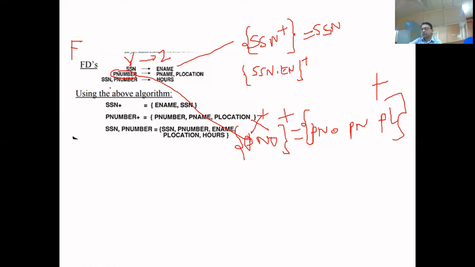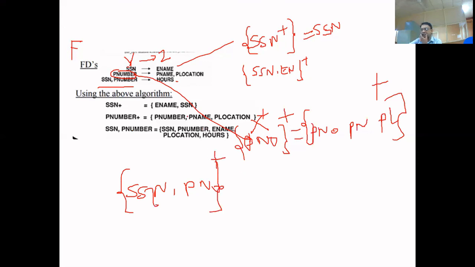Consider the third one. SSN, comma project number determines hours. SSN and project number is not a part of this one, so we will leave out this one. Now consider the third attribute, SSN and project number. SSN and project number plus. This is X plus. X is set to X plus.